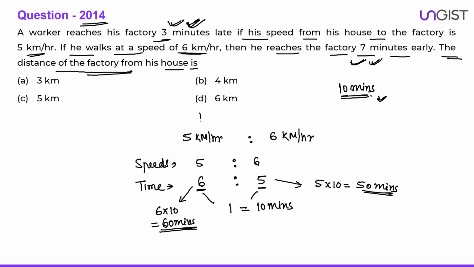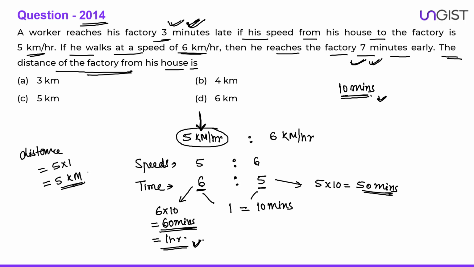See everyone, when he travels at the rate of 5 km per hour, he reaches in 60 minutes. 60 minutes means 1 hour, right? So when he travels at the rate of 5 km per hour, he reaches the factory in 1 hour. It means the distance is what? Distance is speed into time. So speed is 5 and time is 1 hour. So this is 5 km, right everyone? So here the distance is 5 km. Option C is the correct choice. Hope you got it, guys, right? It's a good question and a very logical question too. Okay, now let's move to the next question.